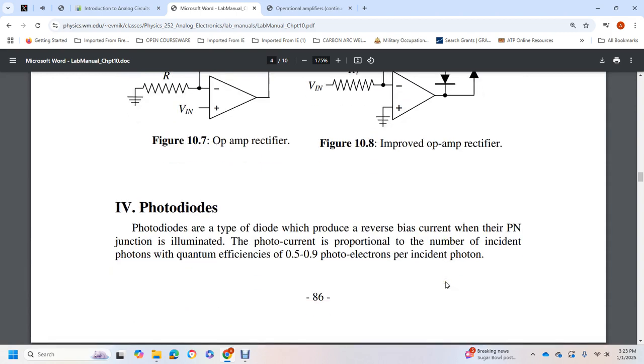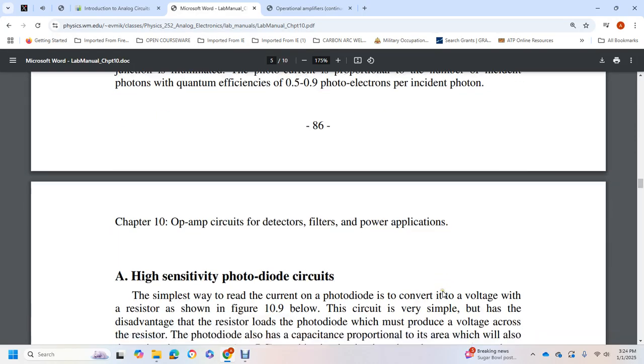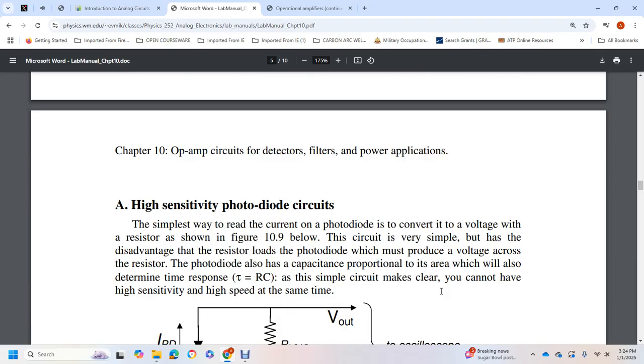Now photodiodes. Photodiodes are a type of diode that produces a reverse bias current when the positive negative junction is illuminated. The photocurrent is proportional to the number of incident photons, with a quantum efficiency of 0.5 to 0.9 photoelectrons per incident photon. A simple photodiode circuit reads the current with a resistor converting it to voltage, shown in figure 10.9 below. It is very simple but has disadvantages: a low resistor may produce a small voltage drop, and the photodiode capacitance is proportional to its area, which also determines the response time equal to RC. A simple circuit like this makes it clear that you cannot have high sensitivity and high speed at the same time.